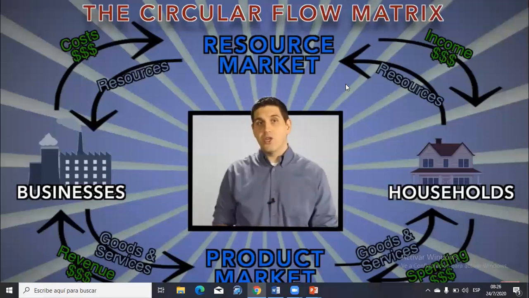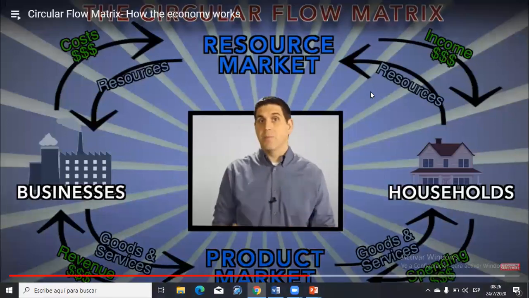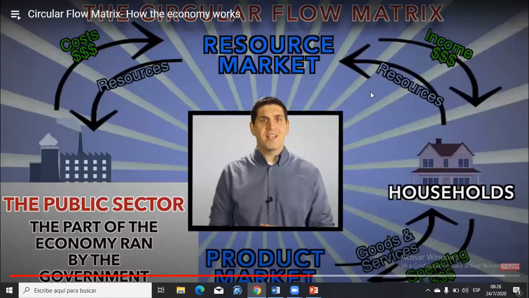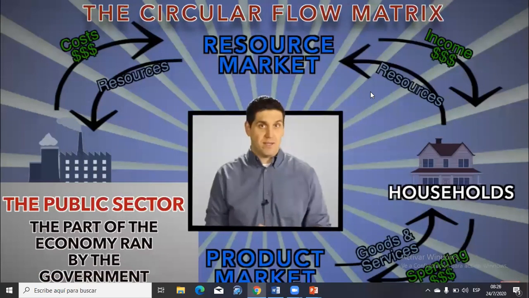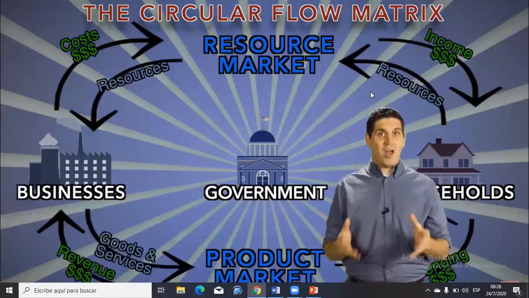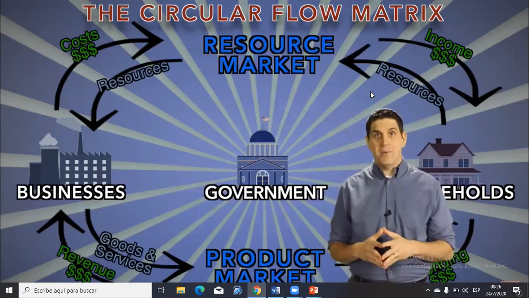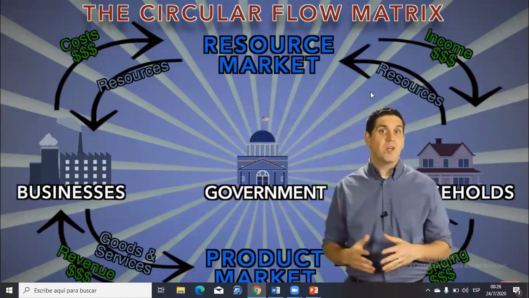So far, this model is showing the private sector with just households and businesses. But there's a bunch of important things missing, like national defense, schools, and roads. Those things aren't produced by businesses. So let's add in the government and the public sector. The size and role of the government in the economy depends on a country's economic system, but in most market economies, the government still plays a role.